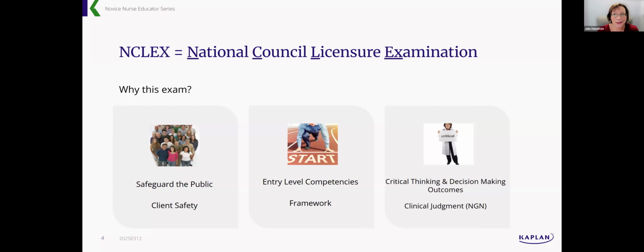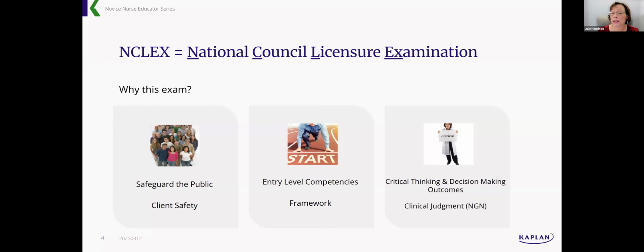So why is this exam given? I mean, students graduate from a nursing program. Why can't they just go out and practice like a nurse? Well, everyone across the nation is teaching different things. Every state is requiring different things from nursing schools. So the reason candidates have to take the NCLEX is to safeguard the public. We want to make sure they are ready to practice safely. We also need to establish entry-level competencies.